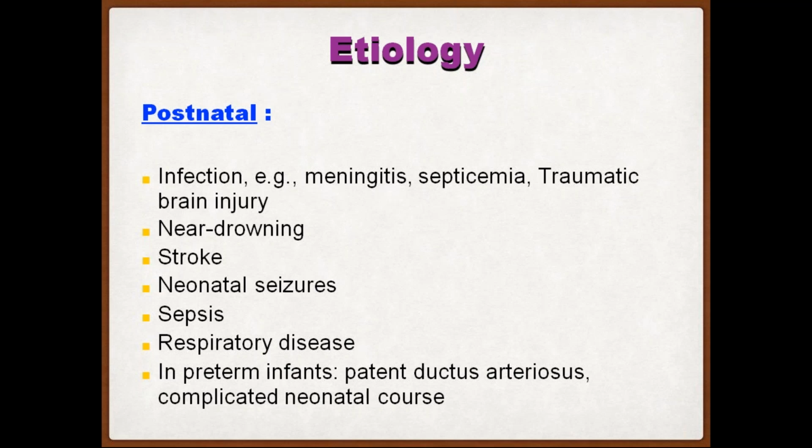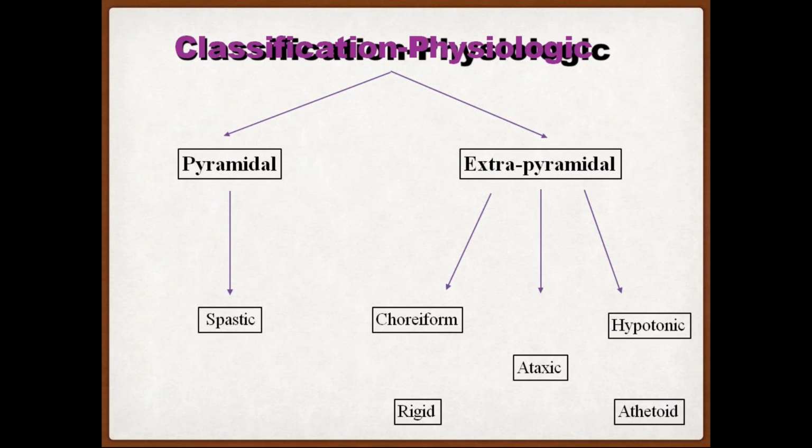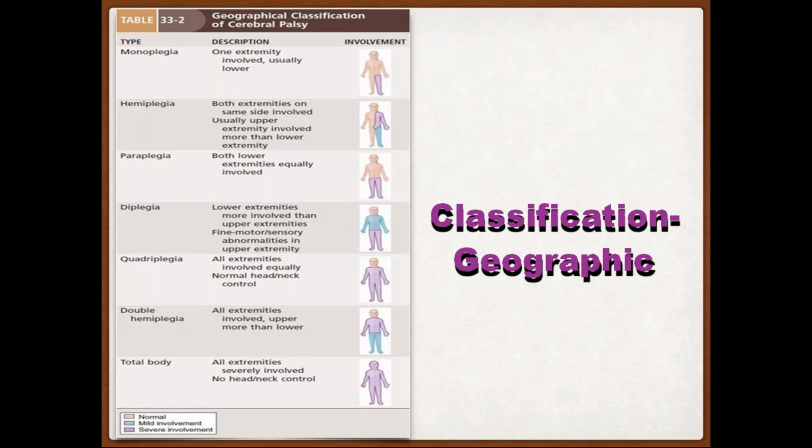So based upon the area which got damaged, the clinical features will be present. Suppose the pyramidal tract area was damaged in the brain, it will give the spastic paralysis type. In extrapyramidal, we get choreiform, ataxic, hypotonic, athetoid, and rigid types. So based upon the structures that got damaged, there will be different presentations like monoplegia.